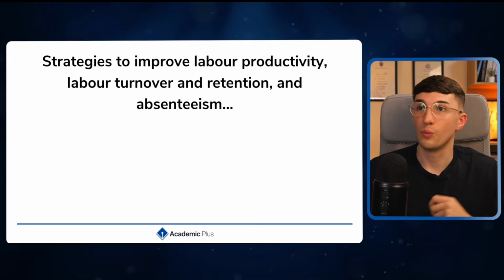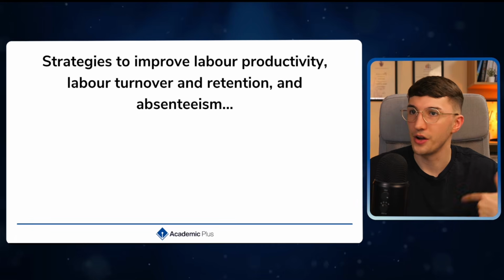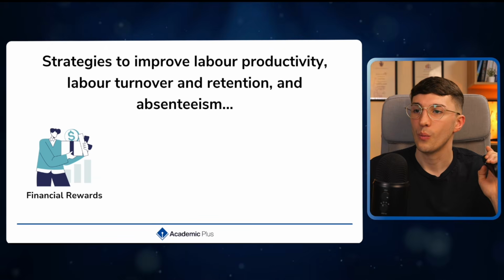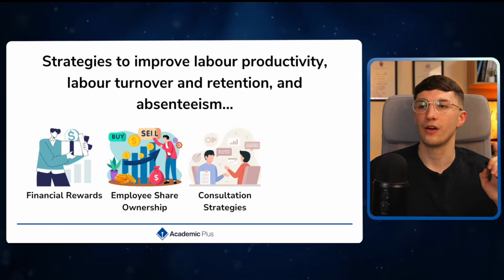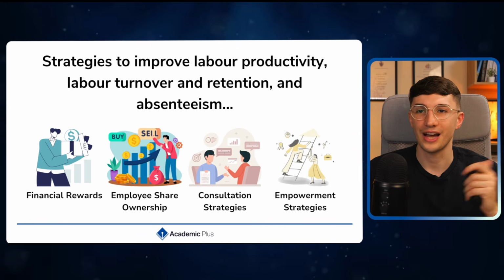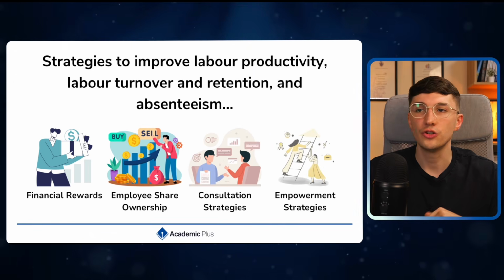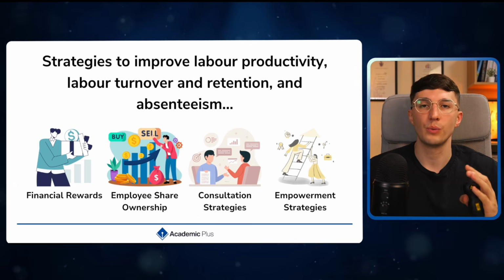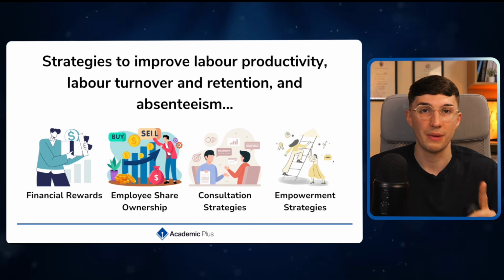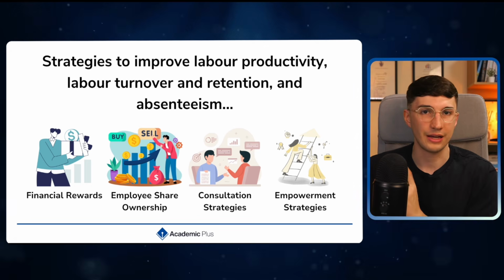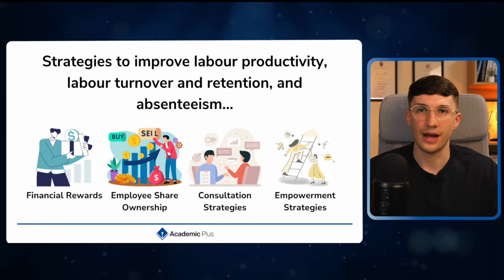Now, there are several different ways to improve labour productivity, turnover, retention and absenteeism. We've got financial rewards, employee share ownership, consultation strategies and empowerment strategies. Some of these should sound very familiar, especially when we looked at the financial and non-financial methods of motivation all the way back in theme 1. So we're just going to quickly recap these.